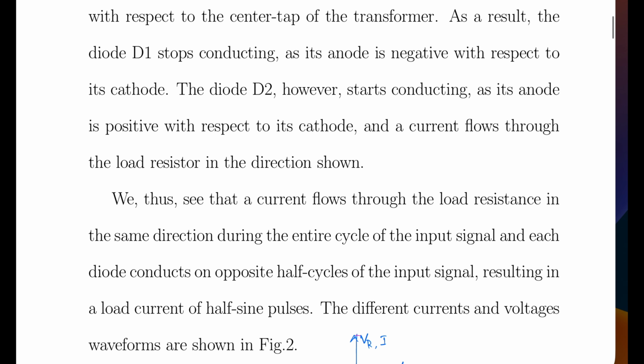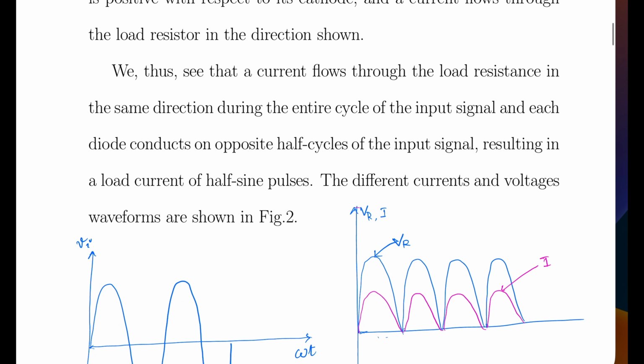So we see that the current flows through the load resistance in the same direction during the entire cycle of the input signal, and each diode conducts on opposite half cycles of the input signal, resulting in a load current of half sine pulses. The different current and voltage waveforms are shown in figure 2 here.